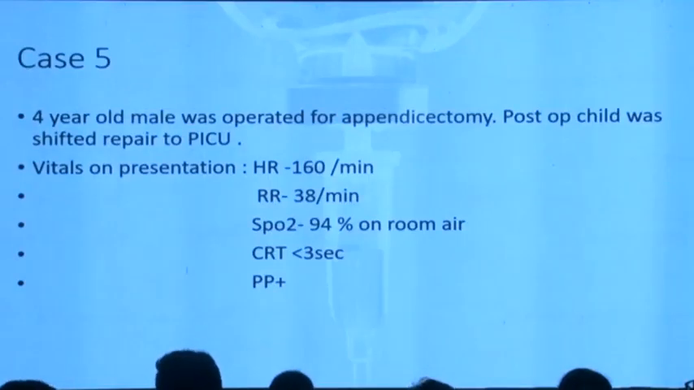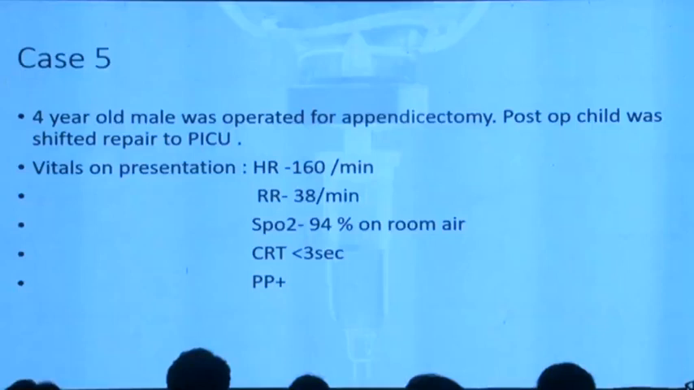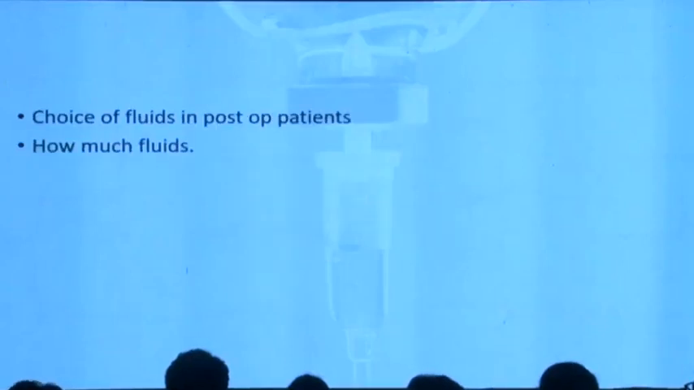Now this is the 5th case. A child has come to you post-operatively after appendectomy. Now he is shifted to PICU. Okay, and he is extubated. His heart rate is 160, respiratory rate is 38, fairly fine. Saturation is maintaining on room air. CRT is 3, peripheral pulses are palpable. Now, what is the choice of fluids in a post-operative patient and how much fluids?